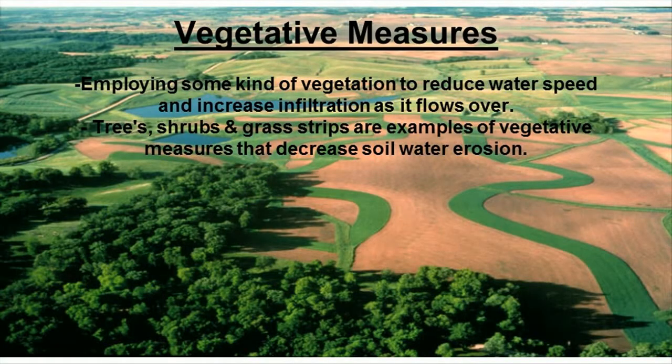Vegetative measures. These measures may include employing some kind of vegetation to reduce water speed and increase infiltration as it flows over. Trees, shrubs and grass strips are all examples of vegetative measures that decrease soil water erosion.